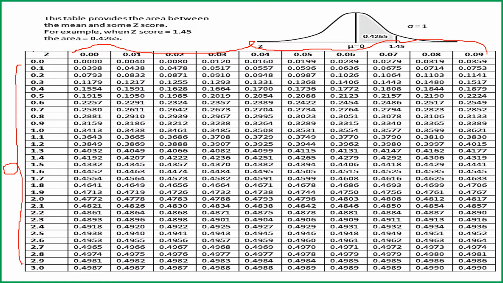1.45, di ba? So, nasaan yung 1.4 natin? Ito, di ba? 1.4. Ayan. Asan yung mga values under 1.4? So, i-shade muna natin lahat. Ganito na lang siguro yung gawin nyo para hindi kayo malito.